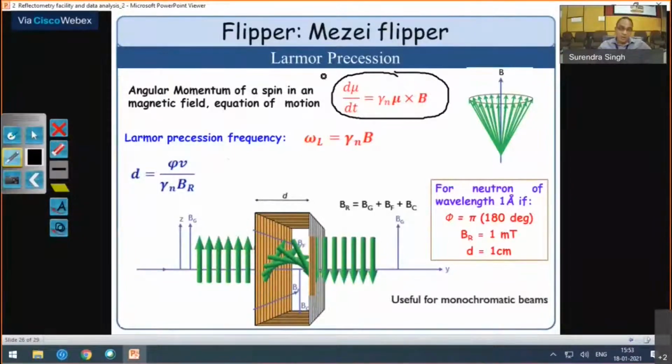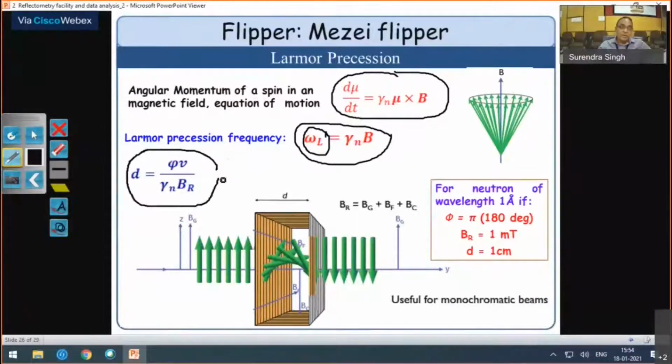This is valid for any spin particle. From this, if you calculate, you will get the Larmor precession frequency, omega L equals gamma n into B. If you calculate this angular precession, you will get the relation with the neutron velocity. Suppose the velocity is v, and what is the distance over which you will have a phi change in your precession? Because what is happening is that when you apply the magnetic field, the spin is precessing.